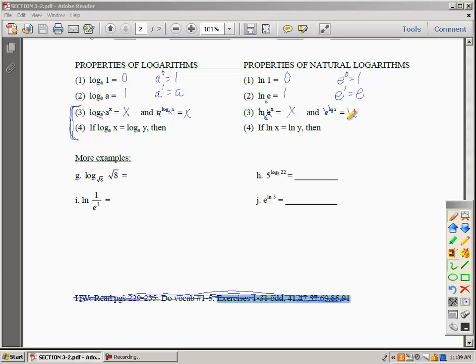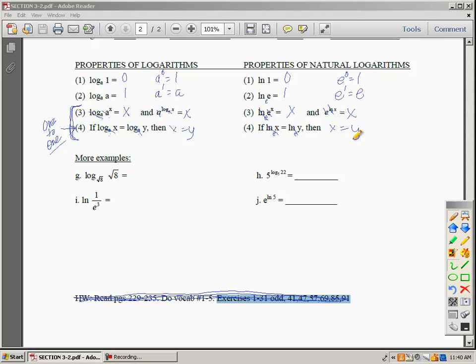Okay. Number 4, if you remember from last section, this is the one-to-one property. It works not only with exponents but also with logs. So if the bases of the logs are the same, then x would equal y. You can cancel those out, the logs and the base. So this is a base e, this is a base e. Again, you can cancel it out and x equals y.